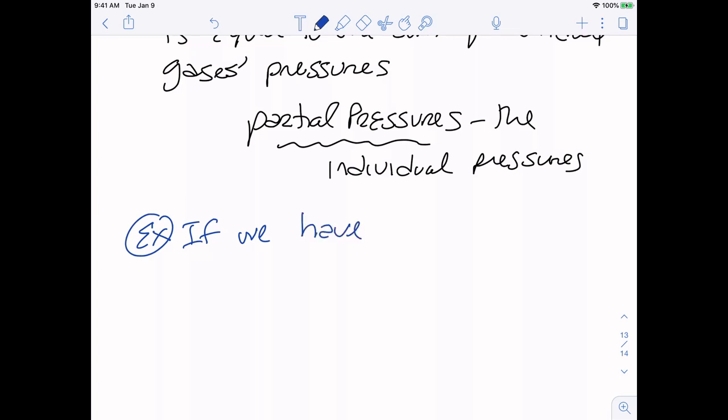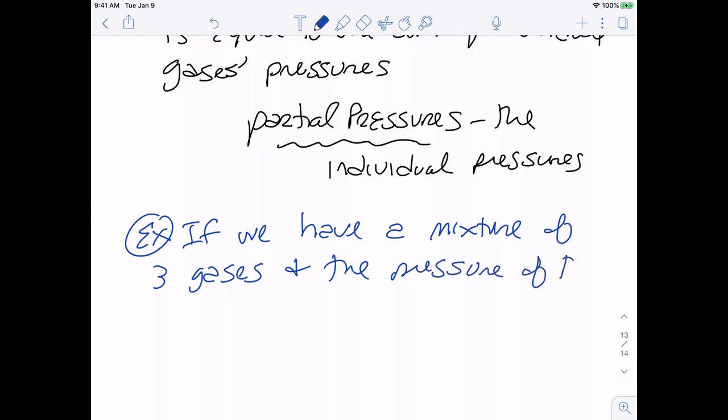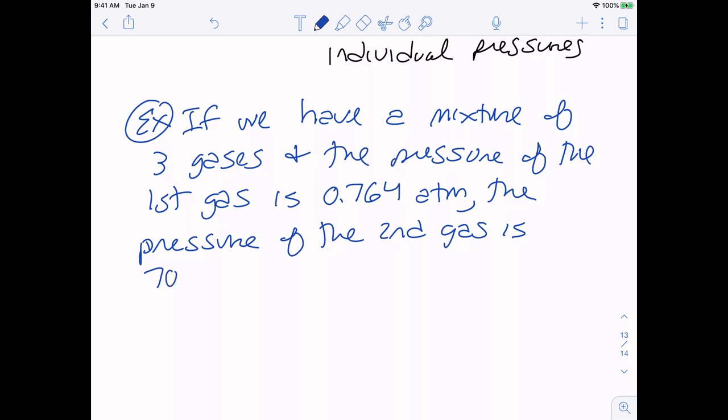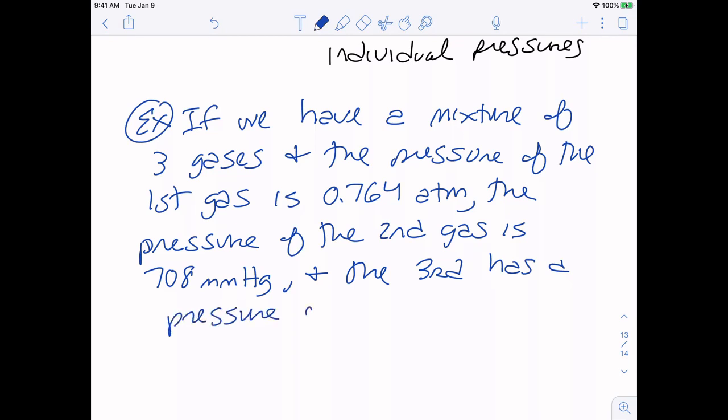So an example for us. If we have a mixture of 3 gases and the pressure of the first gas is 0.764 atmospheres, the pressure of the second is 708 millimeters of mercury. We'll do some unit conversions here. And the third gas has a pressure of 0.62 atmospheres. And then our question, of course, what is the total pressure of this gas?